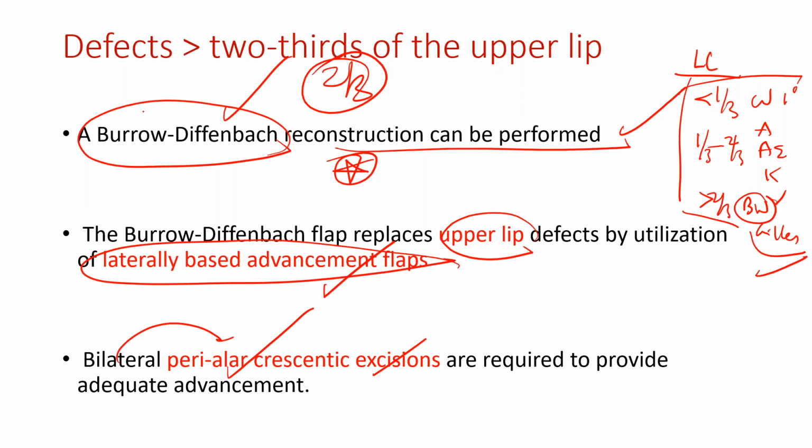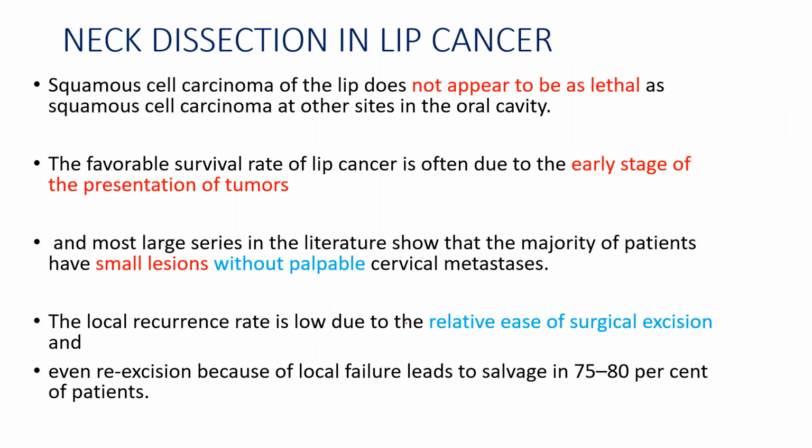And here upper lip: more than 2/3, this is Burrow defect batch, or less than 1/3 you can go for perialar crescentic excision. So these are just names of importance that you can remember.